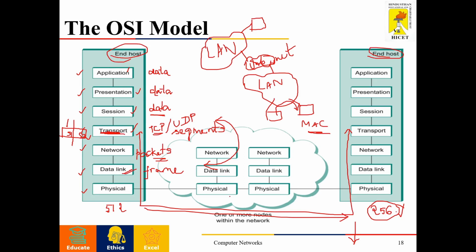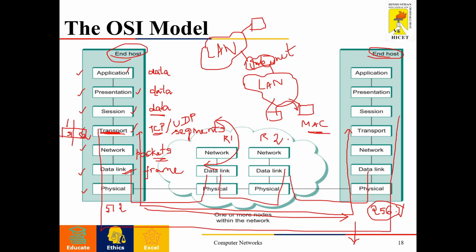Node to node in the sense, if these two systems are connected with the help of two different routers, say for example R1 and R2, the flow control and error control will be taken care of by each and every node. This will be done by the data link layer, but the transport layer does flow control and error control between host to host. That's the difference.